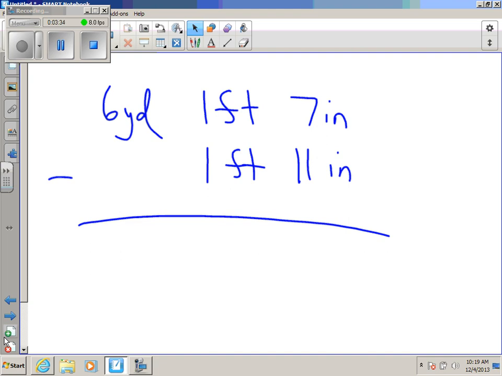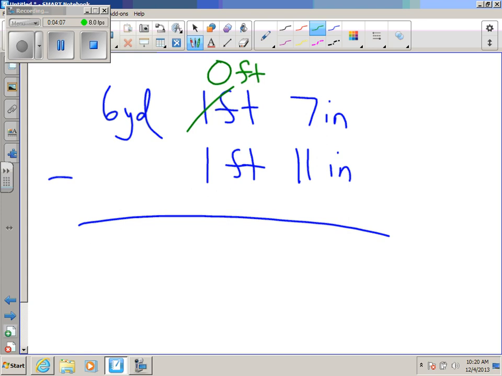Now, we've got multiple issues here. We're going to start at the far right. We're going to try to subtract what we have in our smallest value. Inches are our smallest measurement, our unit of measure. Can I take away 11 inches if I only have 7? No. But can I get more inches? By doing what? Let's take away that foot and convert that foot to inches.